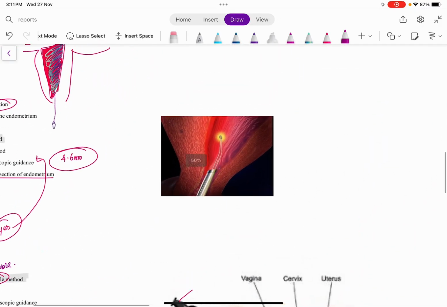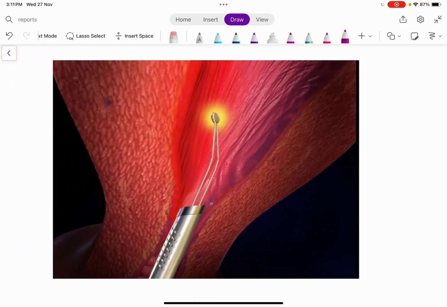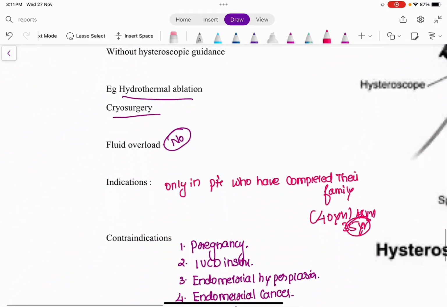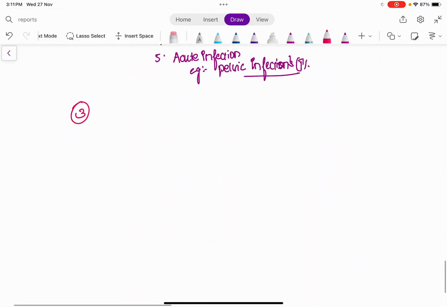Right? Yes. So as you can see here, this is endometrial ablation, where you cause destruction of the uterine endometrium up to 4 to 6 millimeter. Up to 4 to 6 millimeter, right? Yes. And the third procedure, the last procedure, is hysterectomy. What is hysterectomy? Removal of the uterus, right? In such cases, you can do removal of the uterus also.